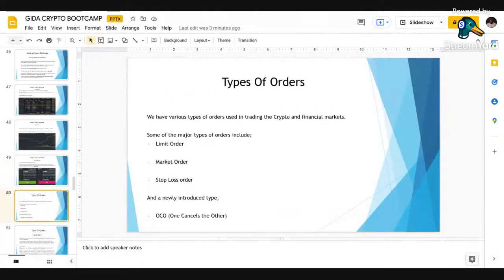Types of orders. We have various types of orders that you use in the centralized exchanges, and these apply to every exchange, although they may call it a different thing, but they basically mean the same thing.